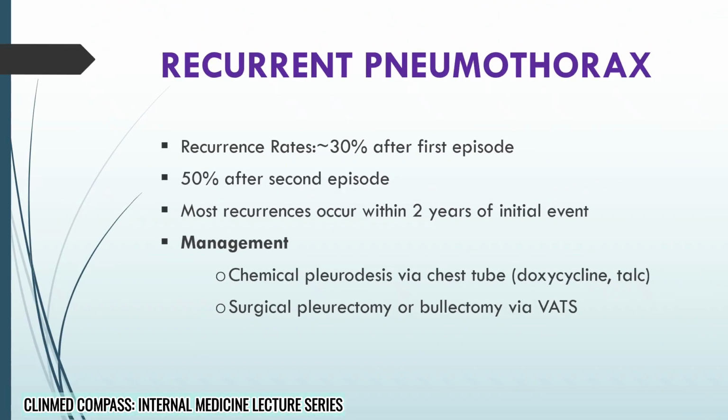Recurrent pneumothorax. Recurrence occurs in 30% after the first episode of pneumothorax and 50% after the second episode. Most recurrences occur within 2 years of the initial event. Management of recurrent pneumothorax includes chemical pleurodesis and surgical pleurectomy or bulectomy via video-assisted thoracoscopic surgery.